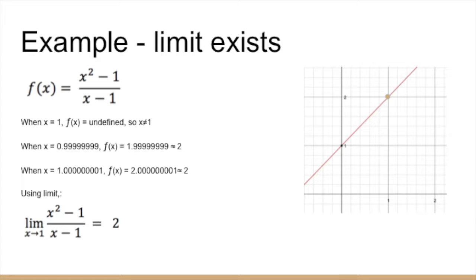And then you approach x from the right, so x equals 1.000000001. The function will be 2.0000001, which is also very close to 2. Because we cannot say what the function is equal to when x is 1, the mathematical way to represent this would be to say that the limit of this function when x approaches 1 is 2.